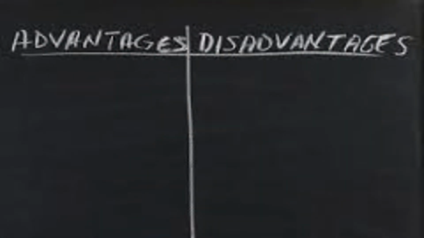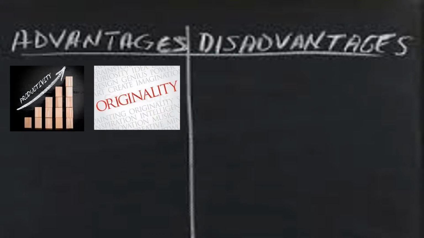This time, let's see what are the advantages and disadvantages of market economy. Advantages of a market economy. Productivity. Competition makes for increased productivity because the businesses who can afford to compete do, often earning a large market share.